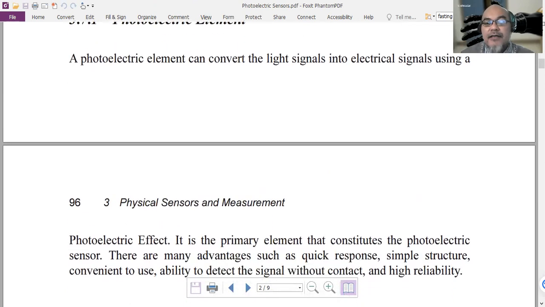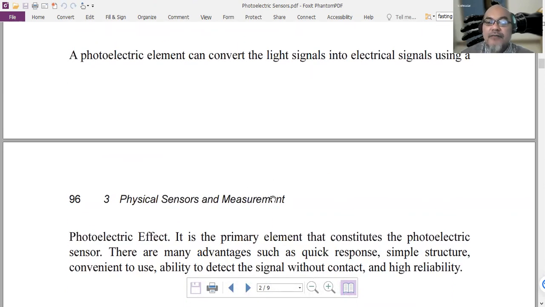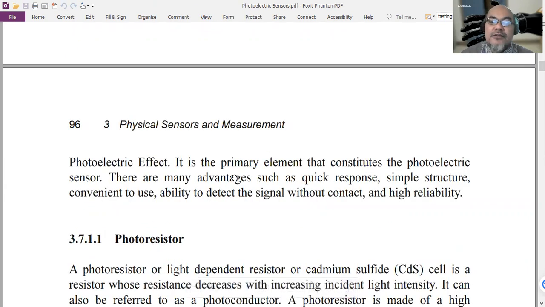So this effect is the primary element. The photoelectric device is the primary element that constitutes a photoelectric sensor. They usually have quick response. The structure is simple. There's a material which by itself has this inherent photoelectric effect, so that it can convert any incoming radiation into a flow of electrons, or current. And it has the ability, of course, to detect signals without contact.